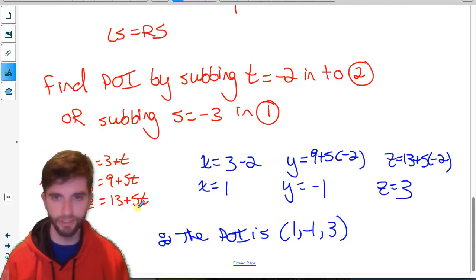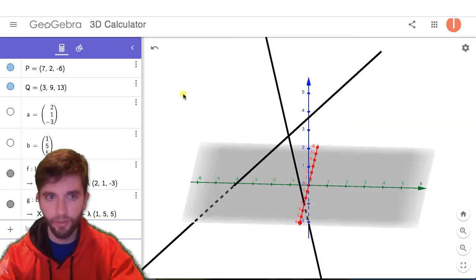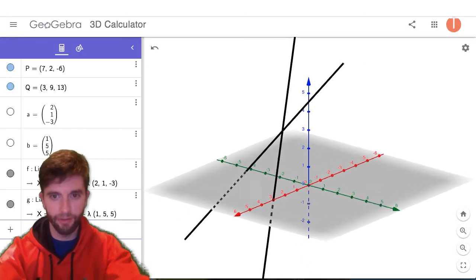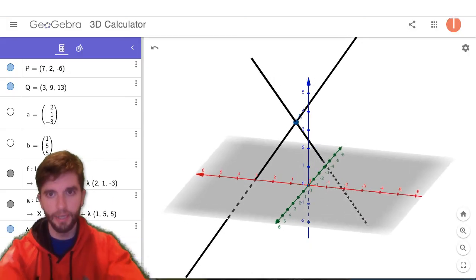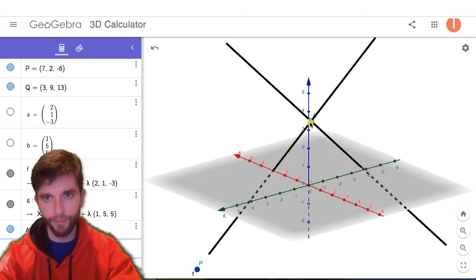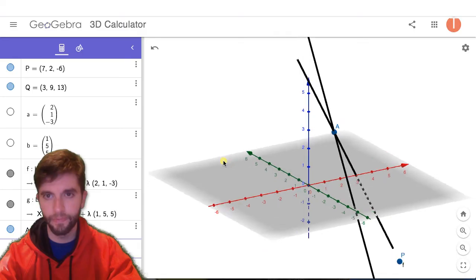Let's verify that in GeoGebra. Okay, here are the two lines. Let me input the point that we found as the point of intersection, 1, -1, 3. And yes, we can see that in fact that is where the lines intersect.